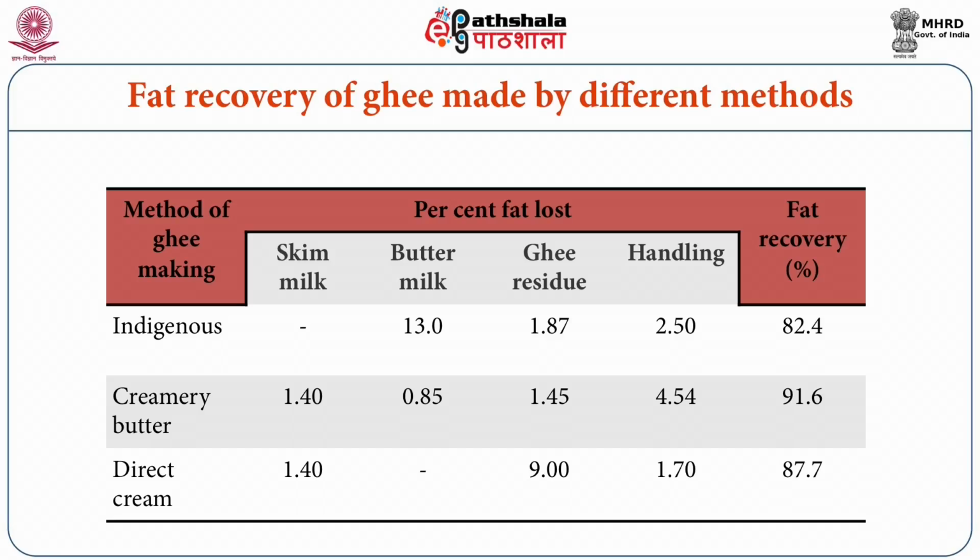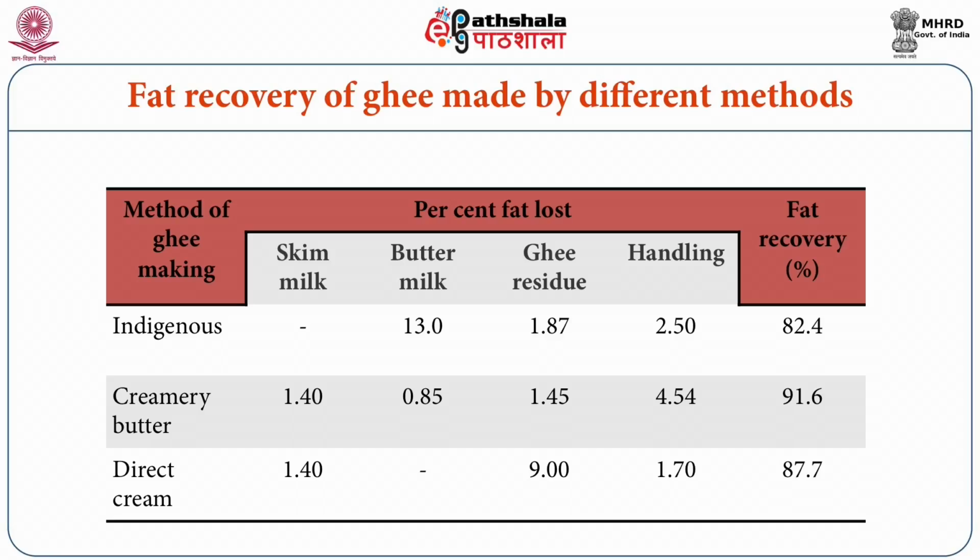Let us go to the second category, the creamery butter method of ghee making. Whenever you separate milk into cream and skim milk, in skim milk you lose around 1.4. For buttermilk, under very closely standardized conditions, with 40% fat cream, well aged, and then churned, the fat loss in buttermilk is less. You get only 0.85, compared to 13% fat loss with the indigenous churning of dahi into makhan. Ghee residue will be even lower than in the case of makhan.